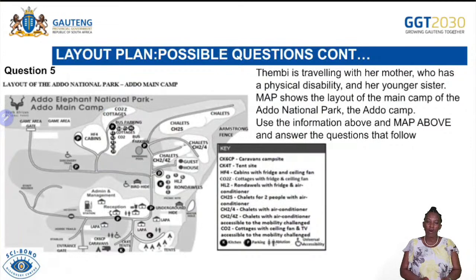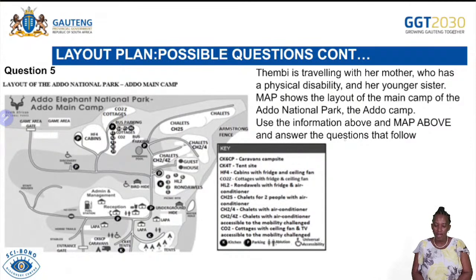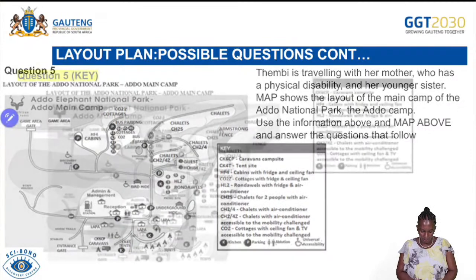These are the type of maps that are examinable. Tembi is traveling with her mother, who has a physical disability, and her younger sister. The map shows the layout of the main camp of the Addo National Park. Use the information alongside to answer the questions that follow. Here we are given the layout of Addo main camp. It shows us where to travel, and the rooms that you can get there.